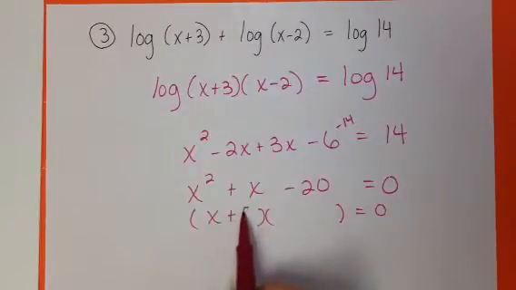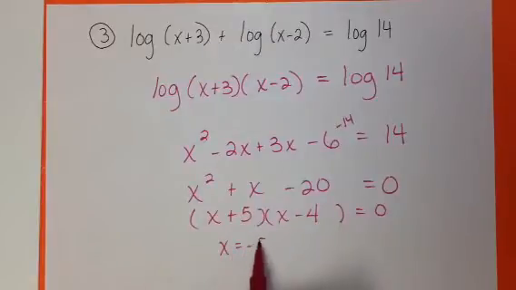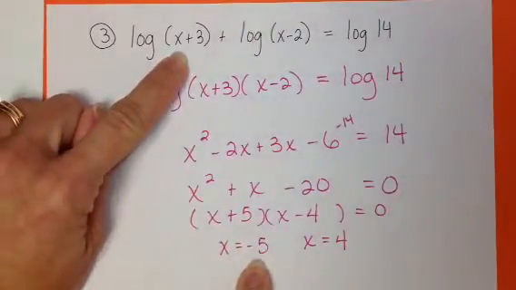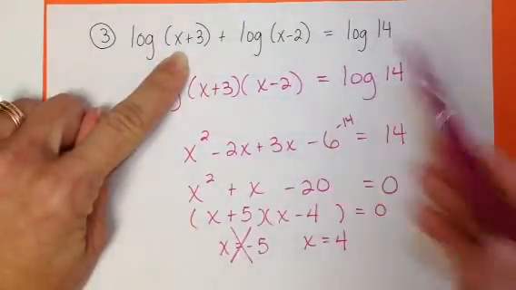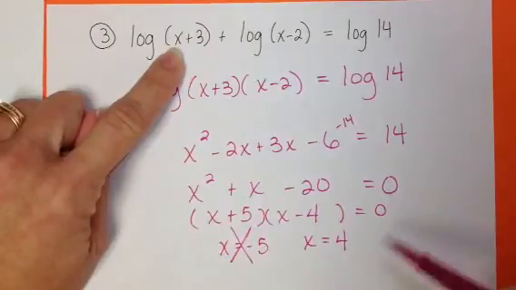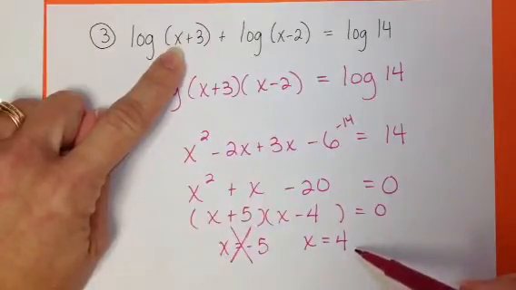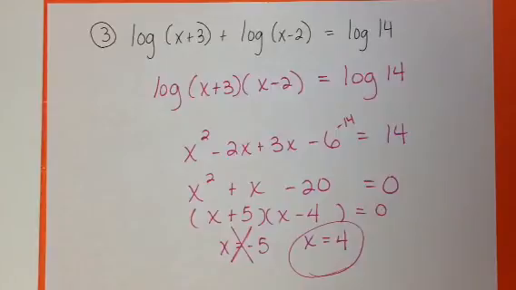So we'll have x plus 5 times x minus 4. So x is equal to negative 5, and x is equal to positive 4. Okay, so if I check, negative 5 plus 3 is negative 2. So it doesn't even matter if it checks here. If it doesn't check in the first one, then you have to discard it. Okay, positive 4, so 4 plus 3 is 7, so we're good there. And 4 minus 2 is positive 2, so positive 4 is your answer.